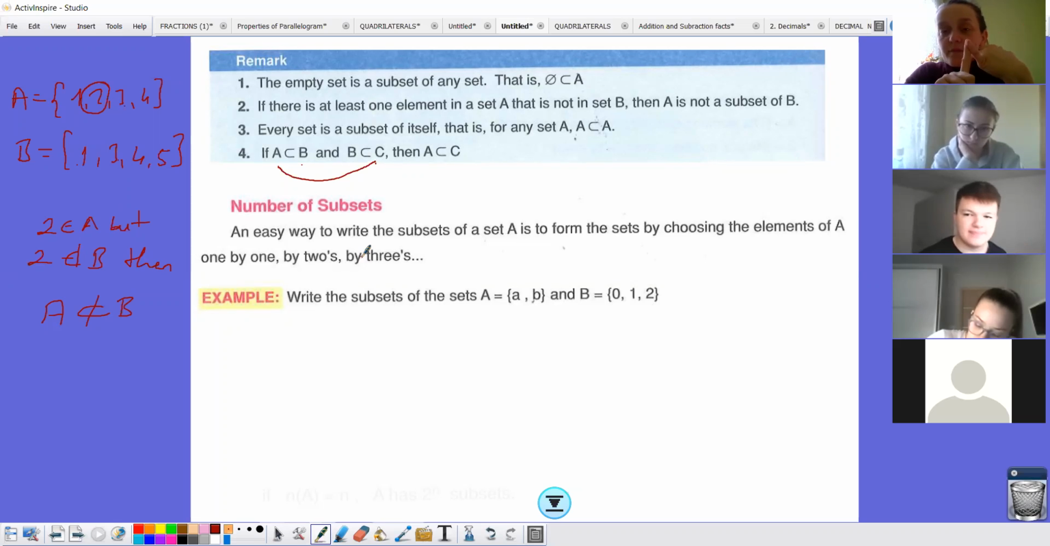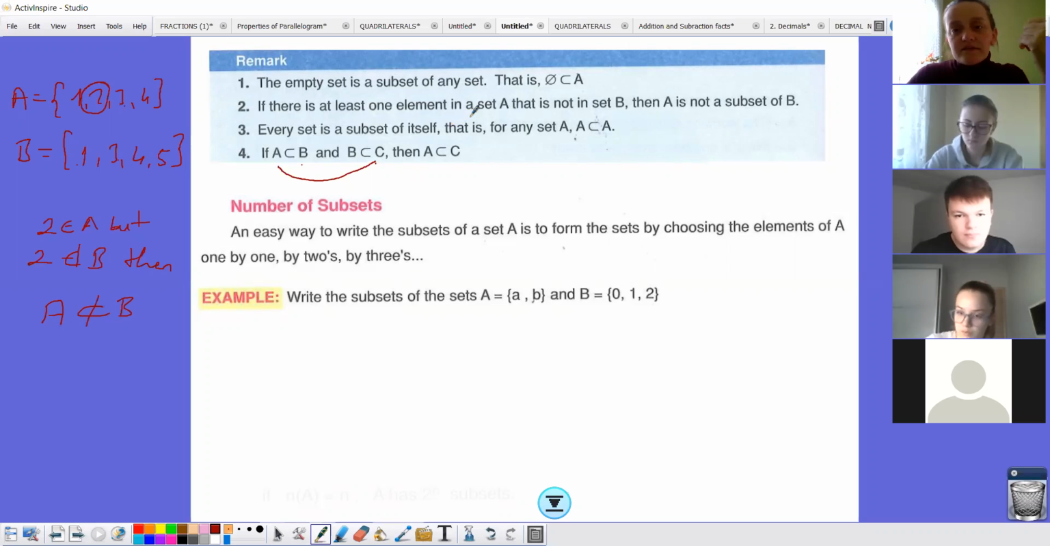So one more time: the empty set is a subset of any set. A set itself is a subset of itself. One element is enough for us to say that it's not a subset. For example, if one element in A is not in B, then A is not a subset of B. And if A is a subset of B and B is a subset of C, then A is a subset of C.